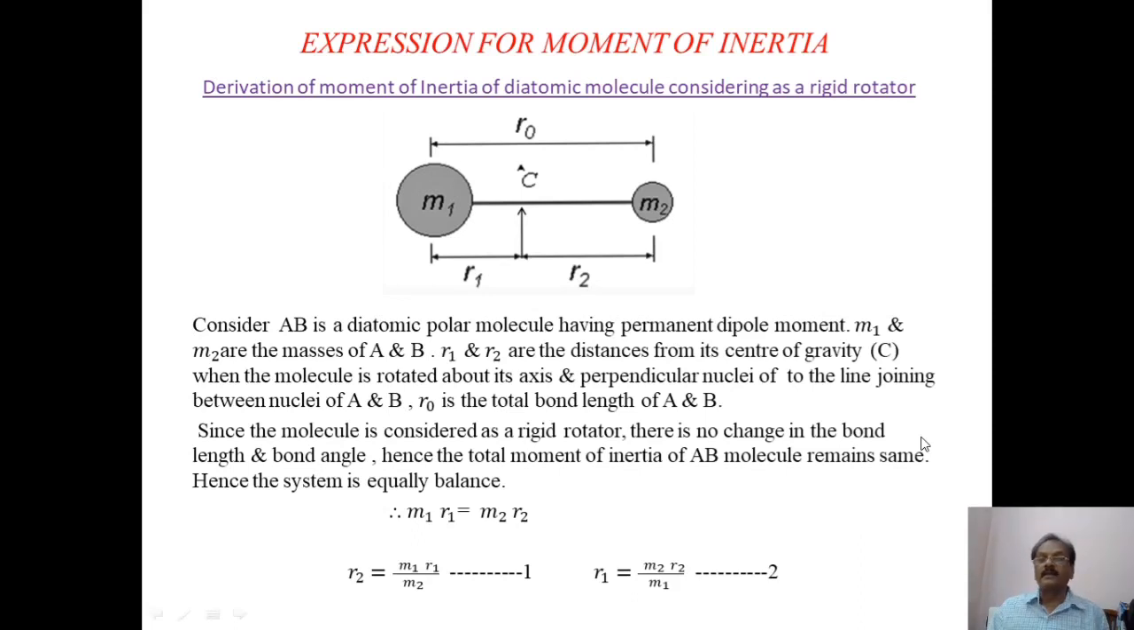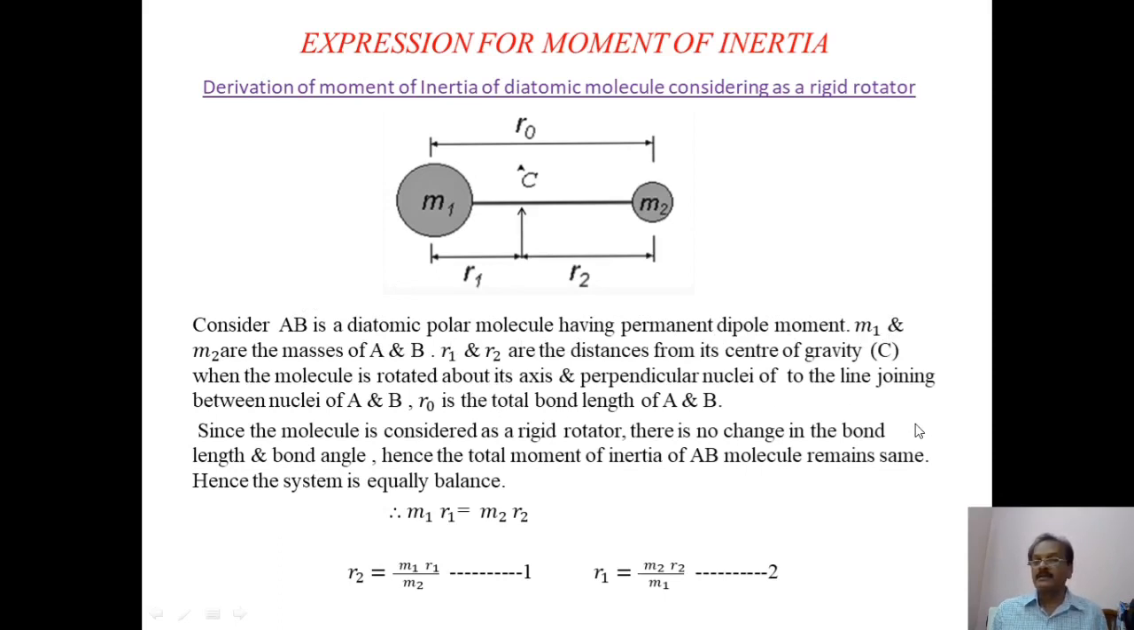So now let us go for the study of the expression for the moment of inertia. Let's derive an expression for the moment of inertia of a diatomic molecule considering it as a rigid rotator. Now let us consider a molecule having atoms of different electronegativity, with a bigger atom and a smaller atom. Just observe the size of this one. So M1, M2 and A and B here. Now let's consider AB is a diatomic polar molecule having a permanent dipole moment. M1 and M2 are the masses of A and B.